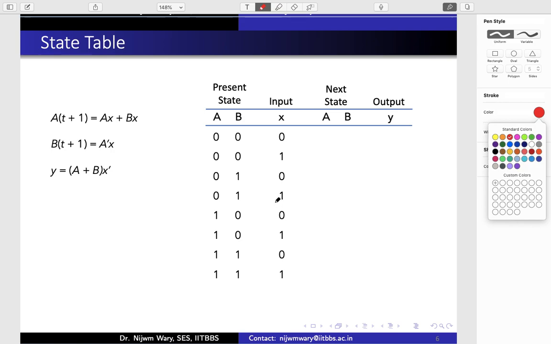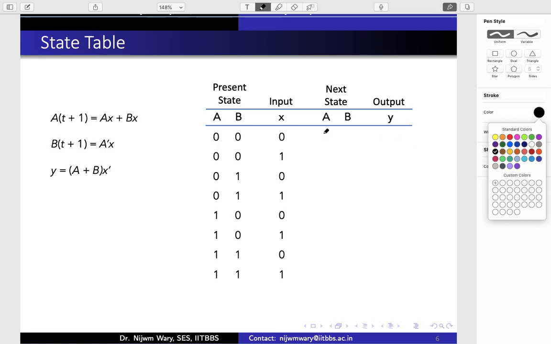Now one by one, let's see what will be the next state based on these equations: what is the next state of A and B, and what will be the output. I know the A and B of the present state, and I know the input, so the output will be dependent on the present state and the input. If I try to populate this truth table, in this case it is 000. So if all of them are 0, in this case A will definitely be 0 here.